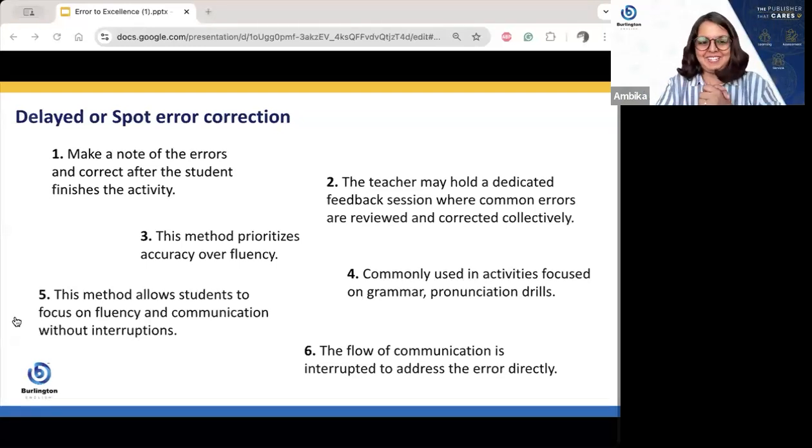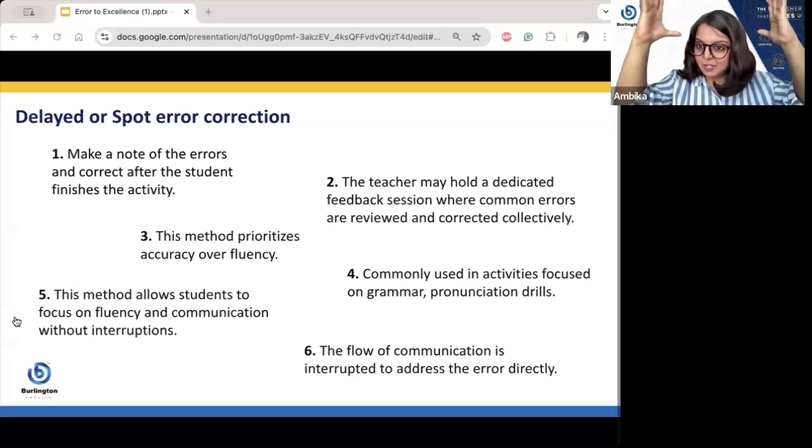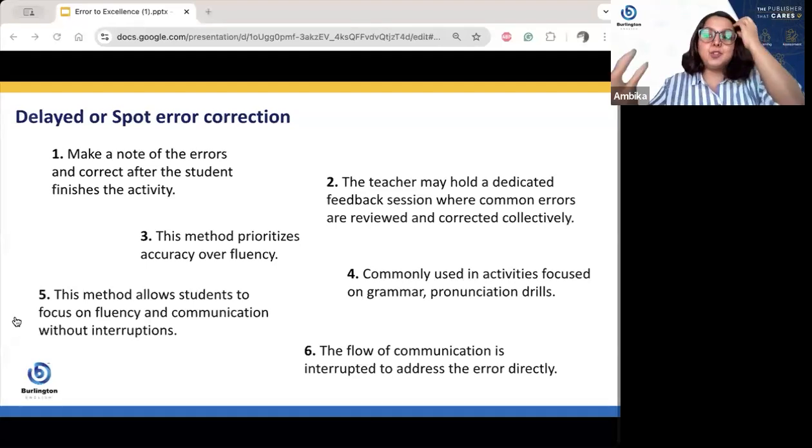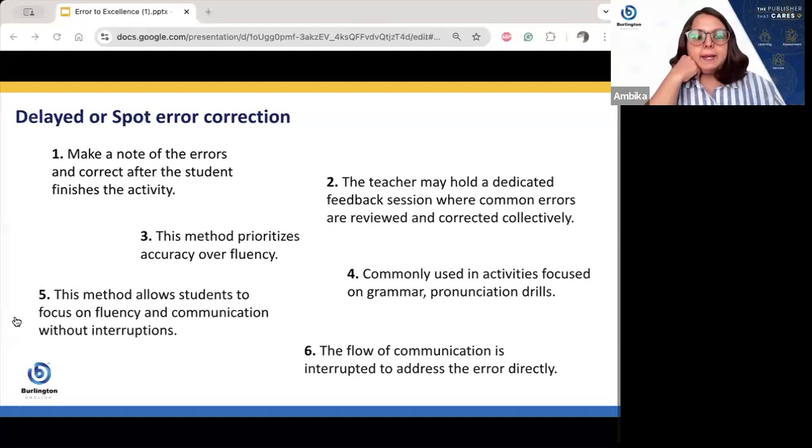Very good. It's delayed. Now read the second one and tell me, is it delayed or spot? Very good. Most of you are right. The second is also delayed. Second, teacher may hold a dedicated feedback session. So what happens? You gather all the errors that you get and put them all together, and then you do a delayed correction. And the third one, guys?